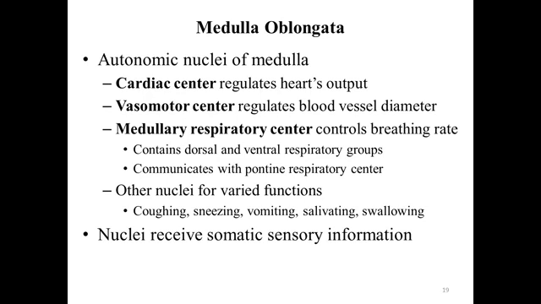The medulla oblongata contains several autonomic nuclei that group together to form centers that regulate functions vital for life. The cardiac center regulates heart output. The vasomotor center regulates blood pressure by controlling blood vessel diameter. The medullary respiratory center controls breathing rate. Other nuclei are involved in the reflexes of coughing, sneezing, salivating, swallowing, and vomiting, as well as receiving somatic sensory information, that is, sensory information from the body.